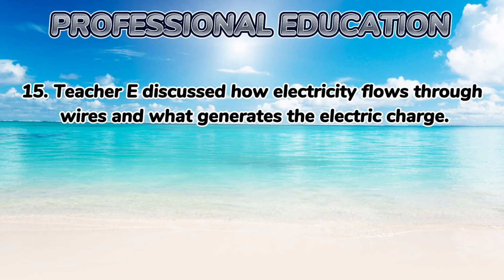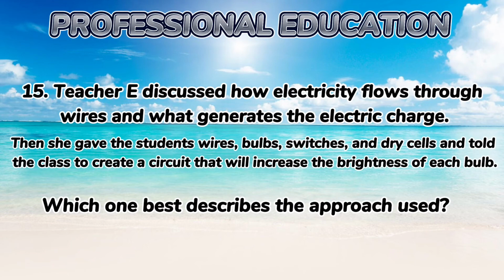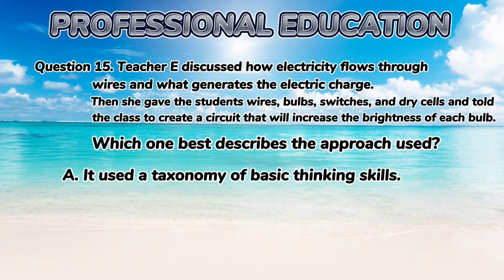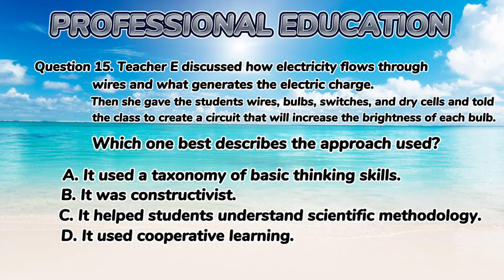Question number 15. Teacher E discussed how electricity flows through wires and what generates the electric charge. Then she gave the students wires, bulbs, switches, and dry cells and told the class to create a circuit that will increase the brightness of each bulb. Which one best describes the approach used? Choices are: A. It used a taxonomy of basic thinking skills. B. It was constructivist. C. It helped students understand scientific methodology. D. It used cooperative learning.